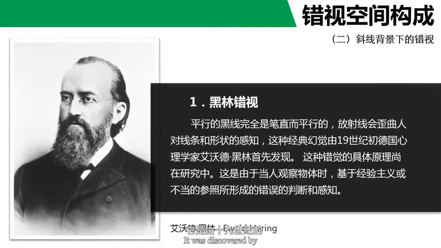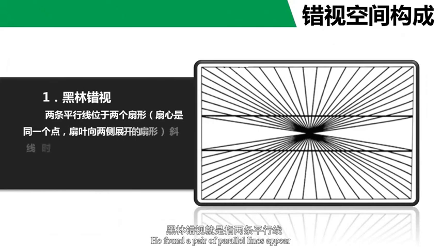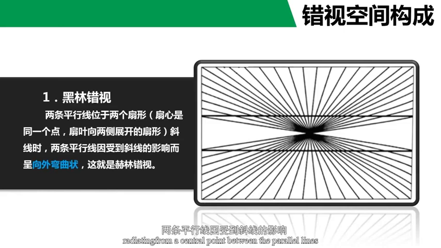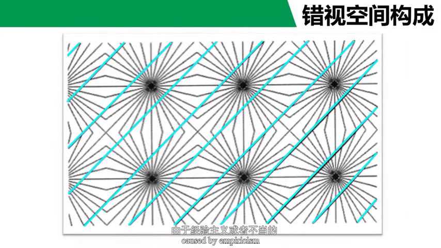It was discovered by the German psychologist Ewald Hering in the 19th century. He found a pair of parallel lines appear to be bowed outwards when superimposed on a series of straight lines radiating from a central point between the parallel lines. This illusion is a wrong perception caused by empiricism or improper references.